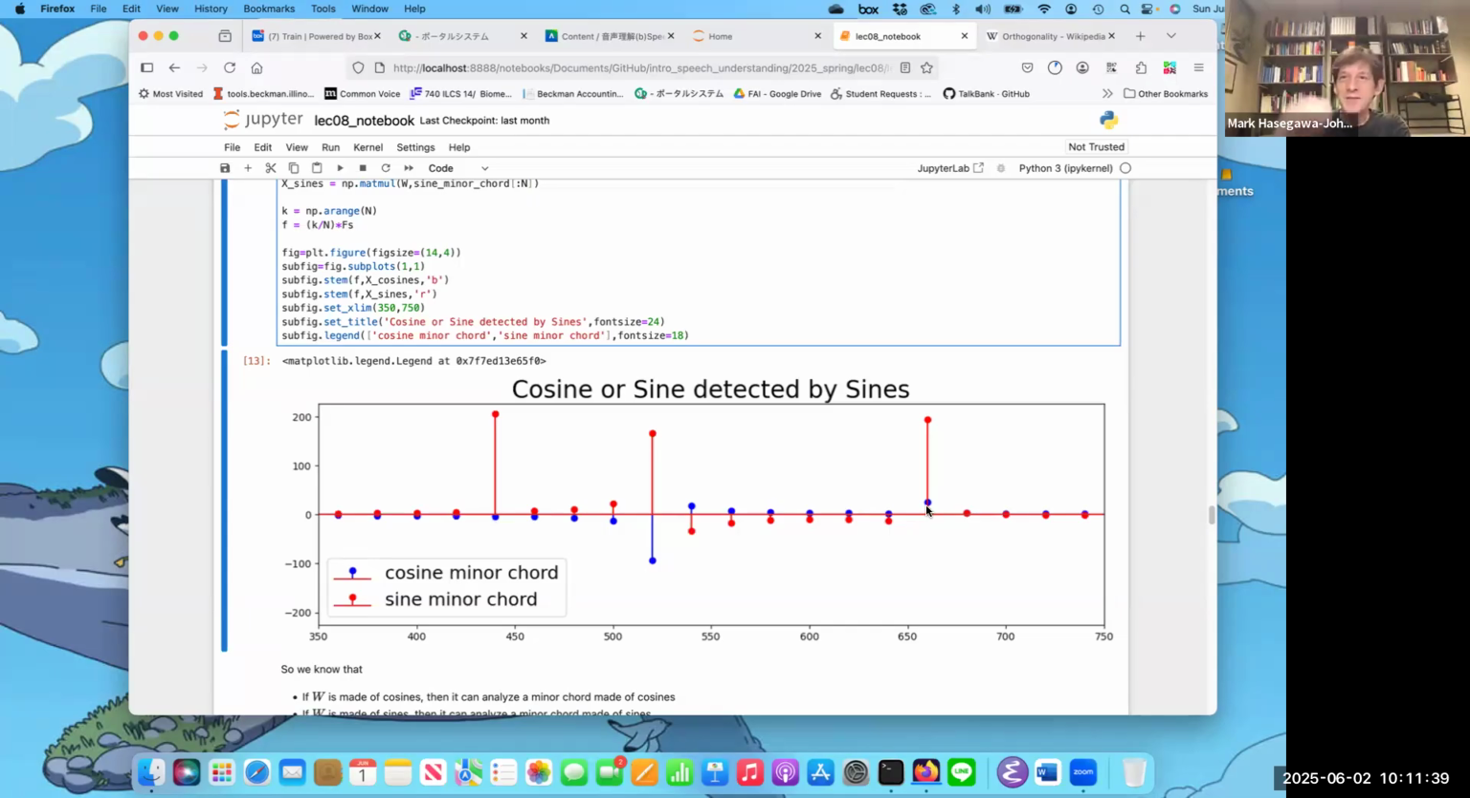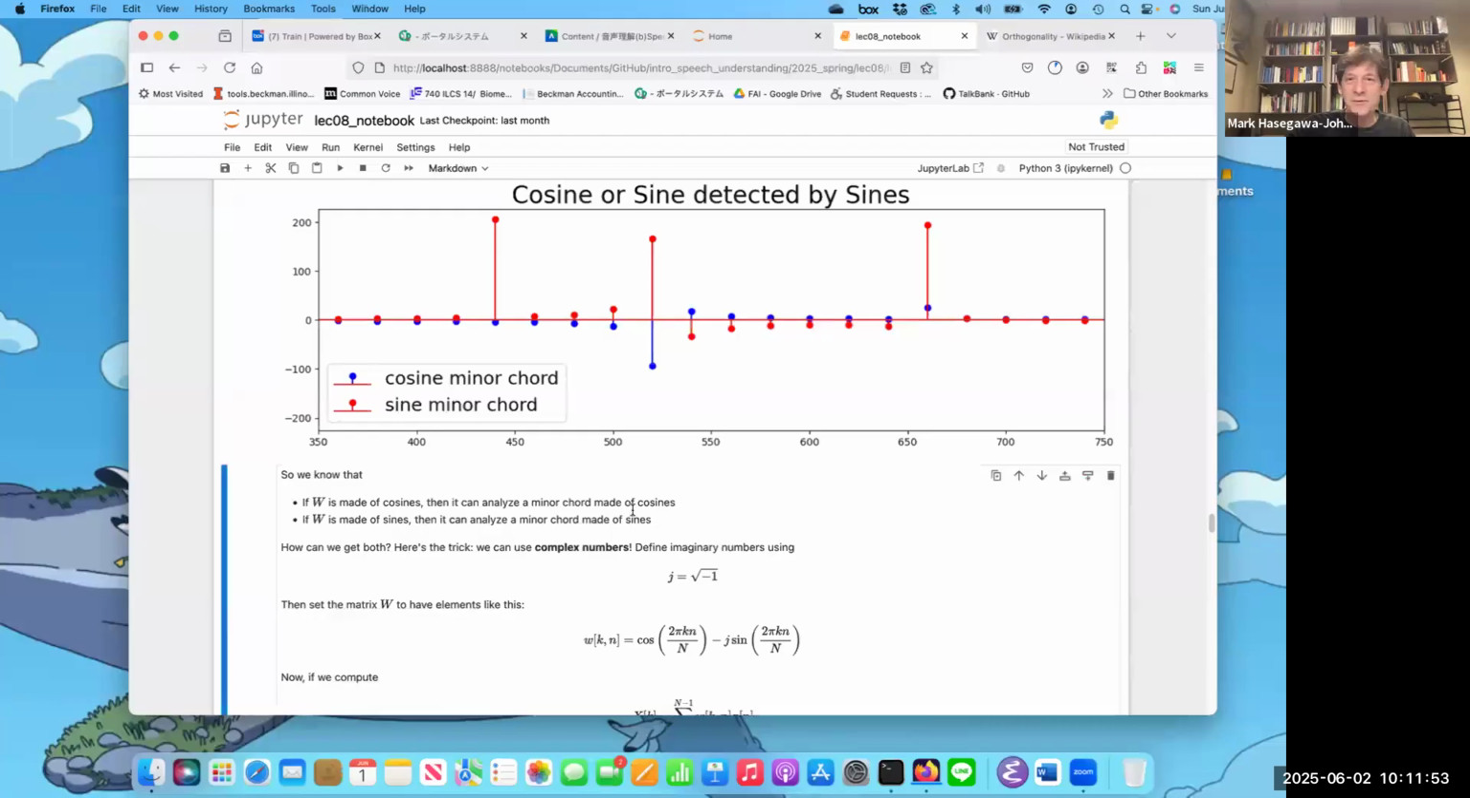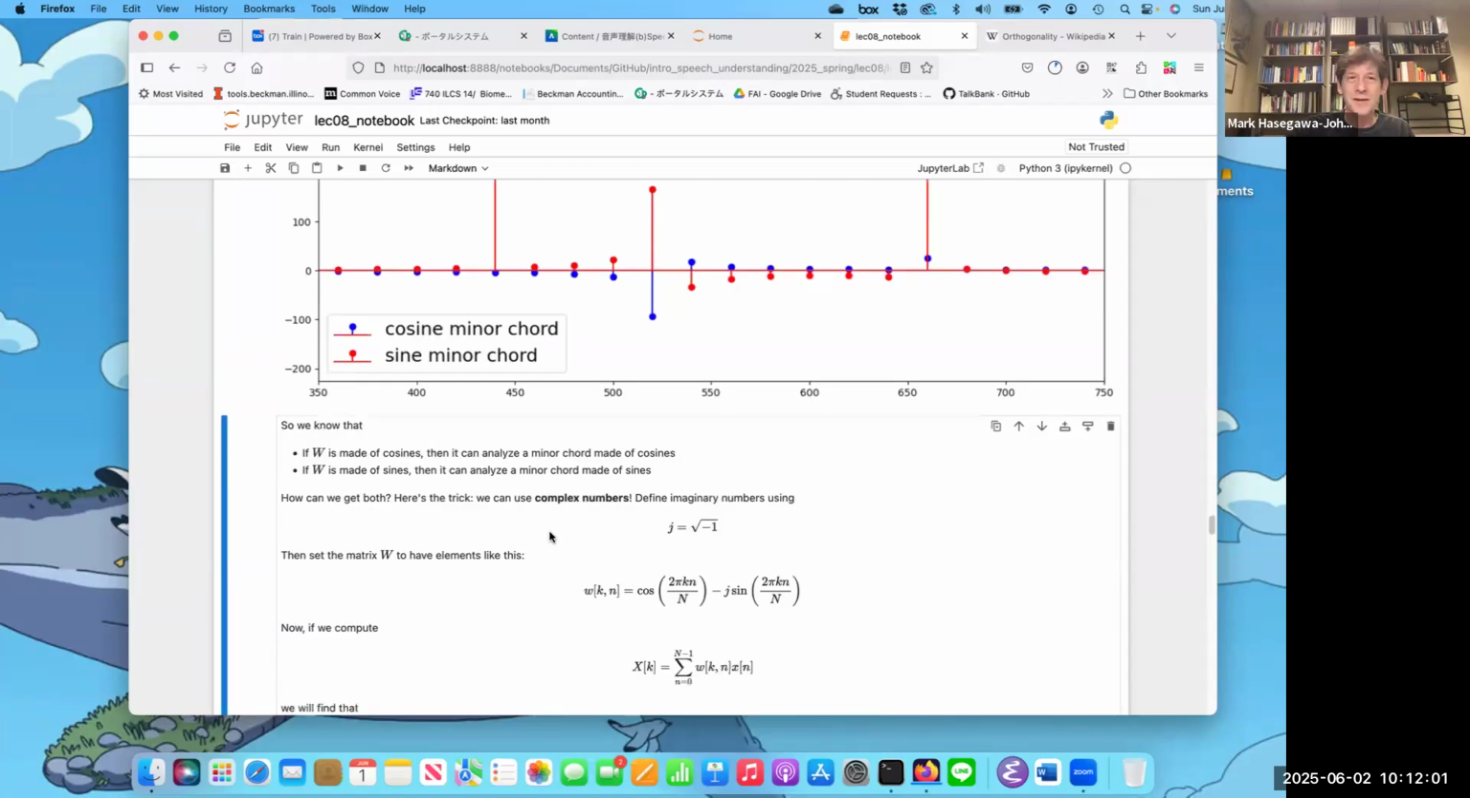But hardly at all. And so if your input is made up of cosines, you need W to be composed of cosines. If your input is made up of sine waves, you need W to be made up of sine waves. Right? If W is made of cosines, then it can only analyze a minor chord made of cosines. If W is made of sines, then it can only analyze a minor chord made up of sine waves.